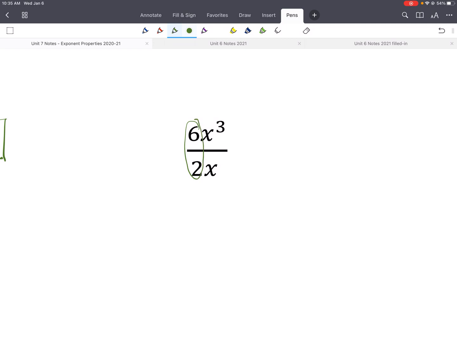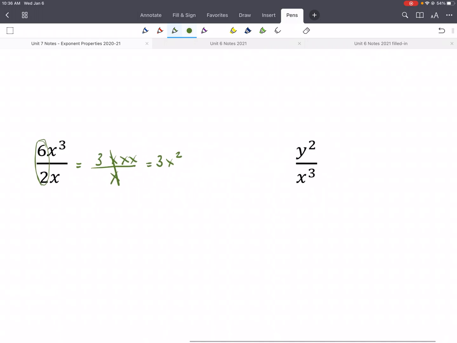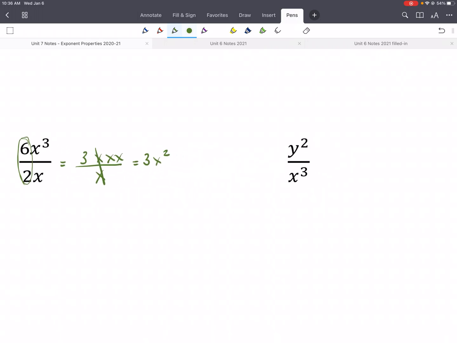Coefficients, you do the same as you would normally. So we divide as normal. 6 divided by 2 is 3. And then we have 3 x's on the top, 1 on the bottom. And that just leaves us with 3x squared. All right. And then again, this is another example where we have bases that are not the same. So that means we cannot simplify that.